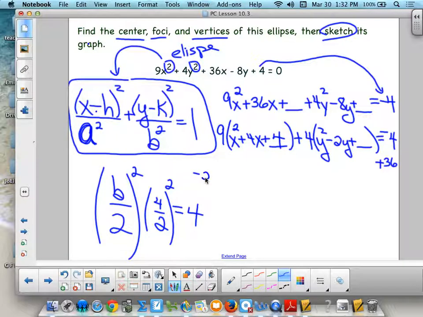Half of negative 2. Square it. What'd you get, 1? Add 1, but you don't add 1 to the other side. You add 4. The 4 and the minus 4 are now gone.